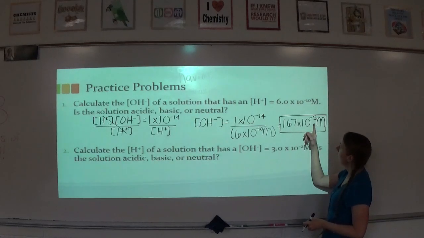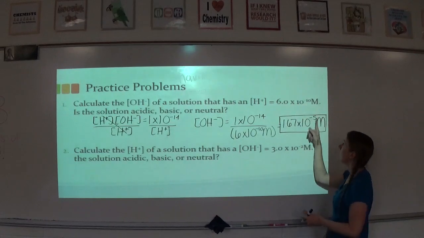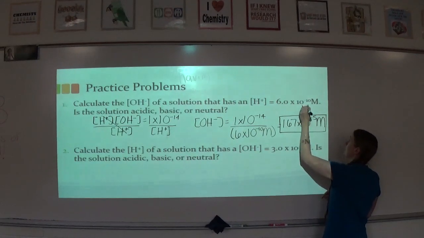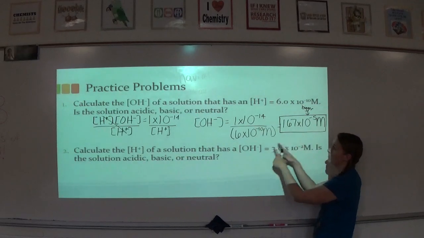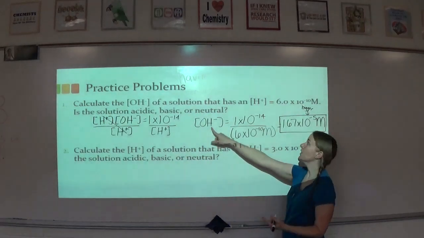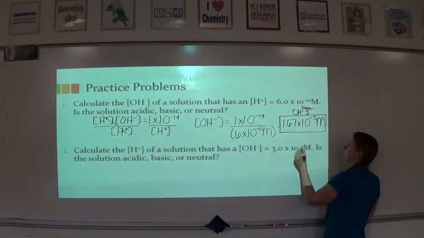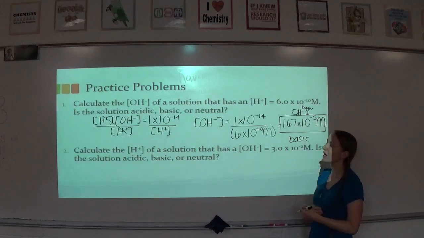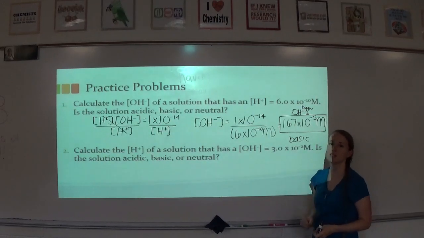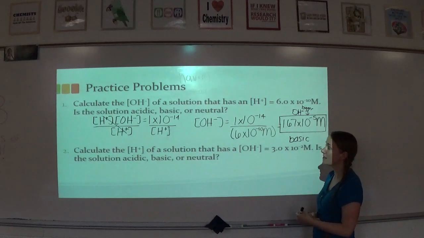So if we look, we have a 10 to the negative 5 and we have a 10 to the negative 10. 10 to the negative 5 is bigger. So 10 to the negative 5 goes with OH, because we calculated OH. You were given H plus. So since OH is bigger, this would be basic. Okay, and so that's the way you do it. A lot of you will get the number. It's that acidic or basic that's hard for you to figure out. All right, so again, try this one, pause the video, try it, and then we'll look at it together.